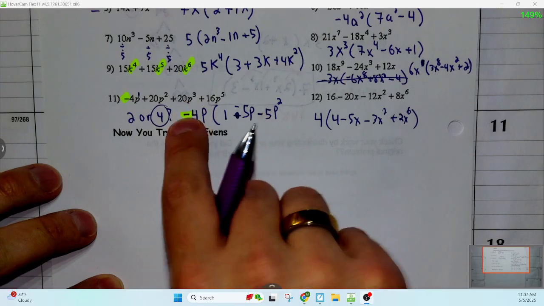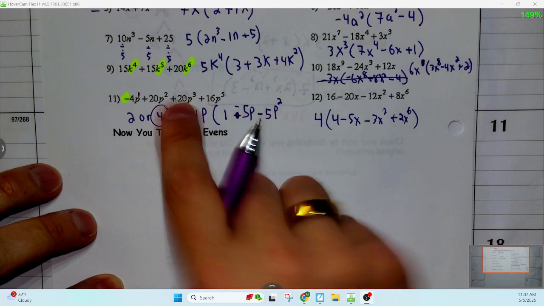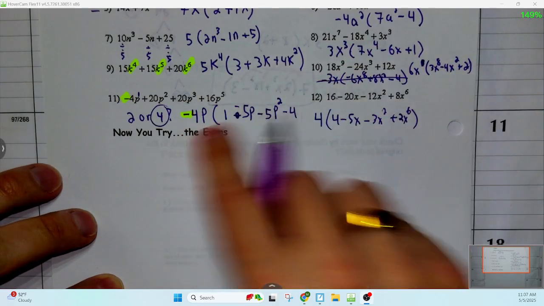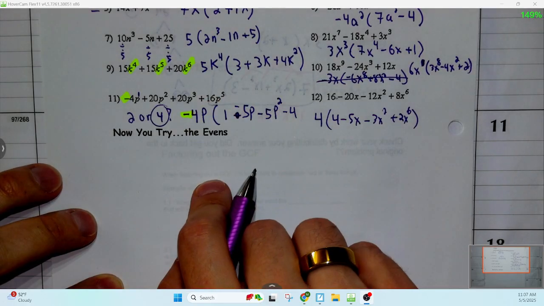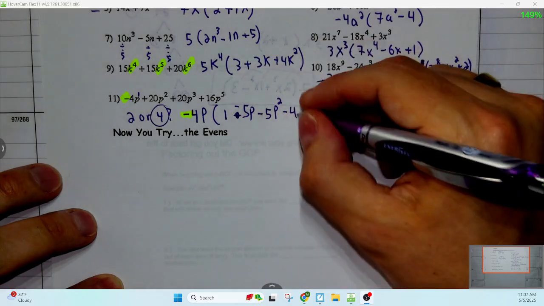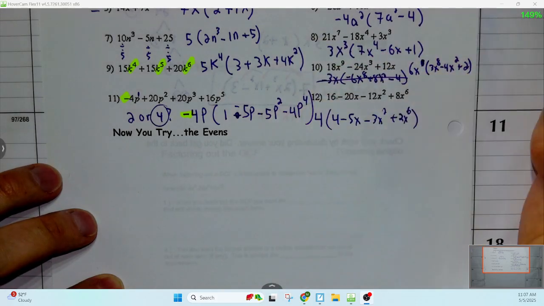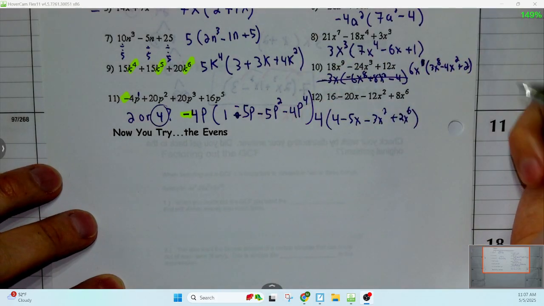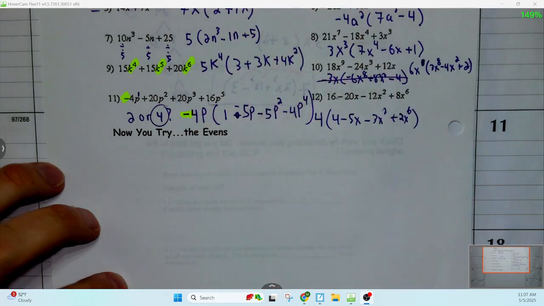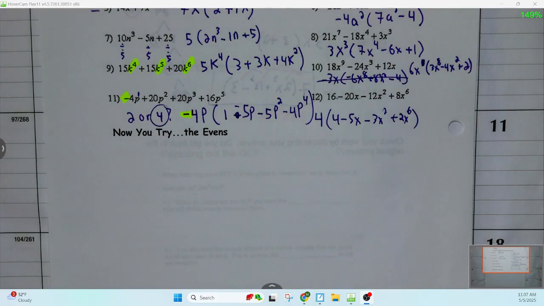Negative 4 times negative 5 is positive 20. Negative 4 times negative 4 is positive 16. And p times p to the 4th, because he lost 1, is p to the 5th. So if you distribute any of these answers, you should get back to the original problem. And that's really all we're going to be doing with this particular section. It's called factoring out the greatest common factor.